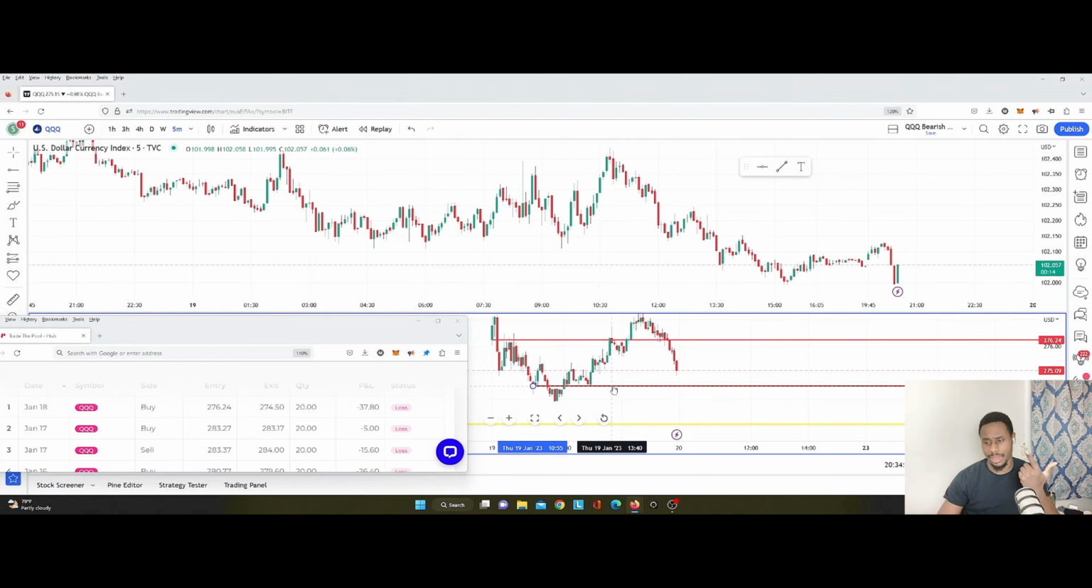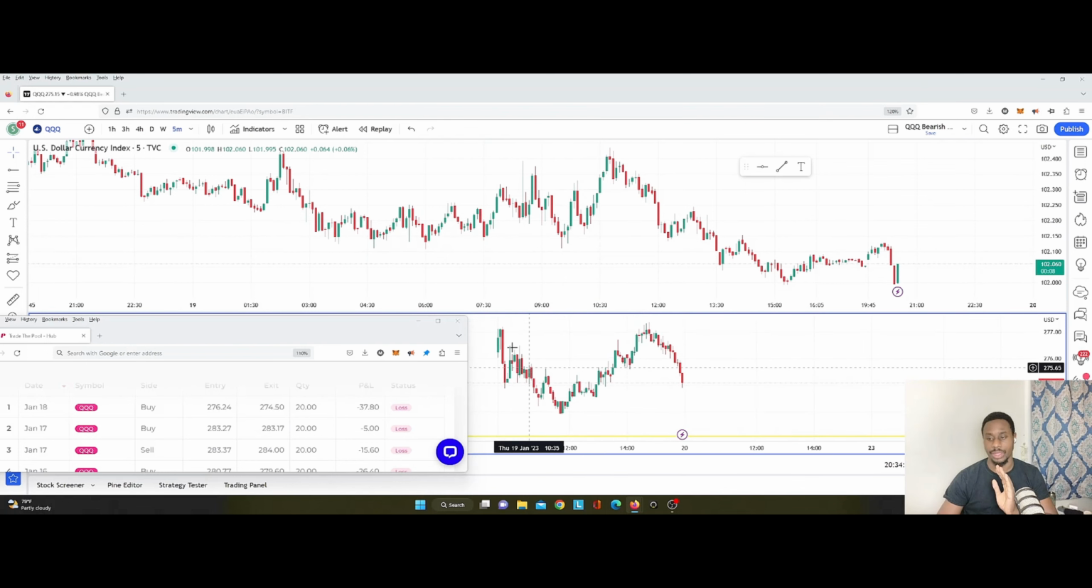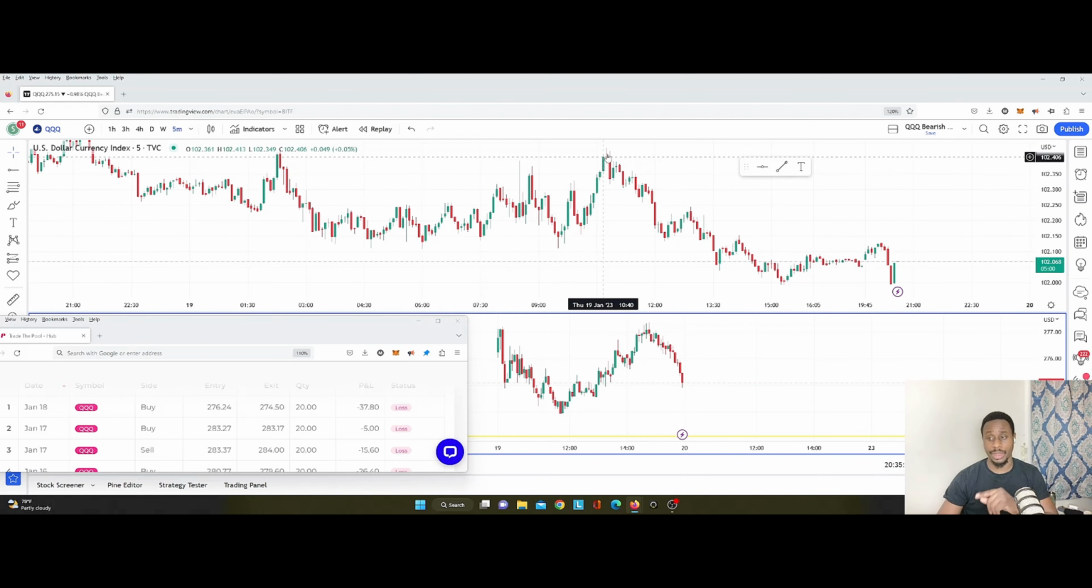And why I like the dollar is that if you can spot the direction on the dollar, it doesn't matter if the market looks quite choppy. If you can spot the start of a trend on the dollar and you can spot the reversal on the dollar, that's an easy entry and exit for you right there.